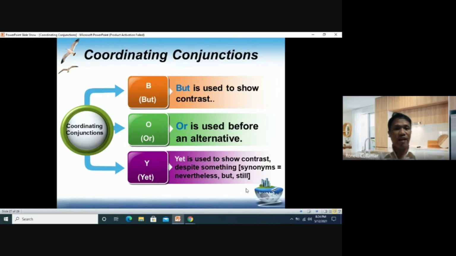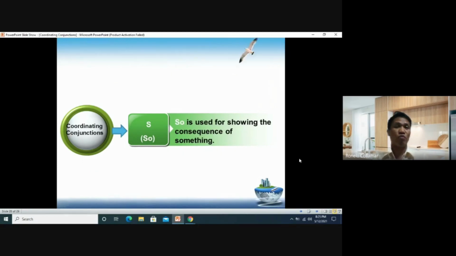Okay, now what about for the word yet? All right, so the word yet as coordinating conjunction is used to show contrast despite something. All right, so we have here to show contrast, just like the word but a while ago. However, you have the notion of despite something. Synonyms for yet are the following: nevertheless, but, still. But here is coordinating, but the word still is another thing, another entity that is added to mean the word yet. We have the last one, which is the word so.